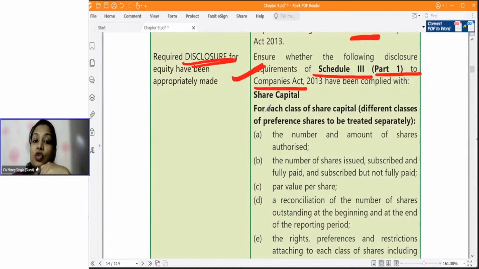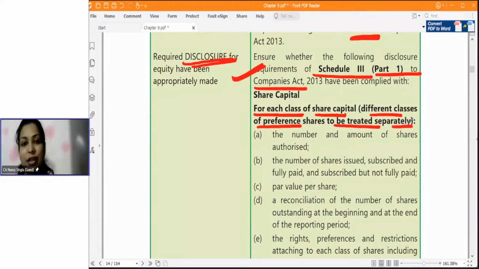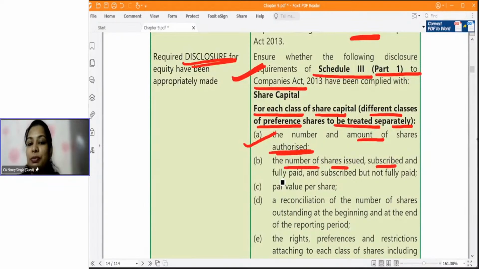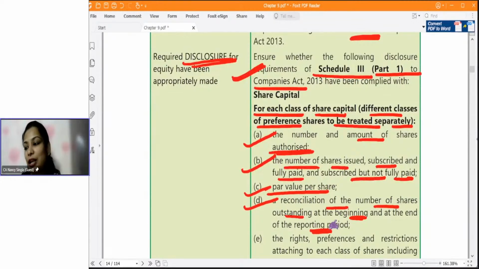ठीक है. So for each class of share capital, different classes of preference shares, for each class of share, be it equity, be it preference, be it any amount of share, the following disclosures are to be given separately. ठीक है. So the number of and amount of shares authorized, the number of shares issued, subscribed, fully paid, subscribed but not fully paid, par value per share, reconciliation of the number of shares outstanding at the beginning and at the end of the reporting period. तो opening and closing के बीच में reconciliation.